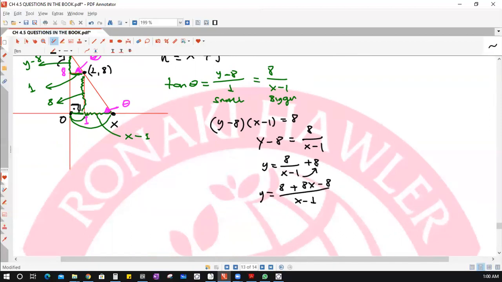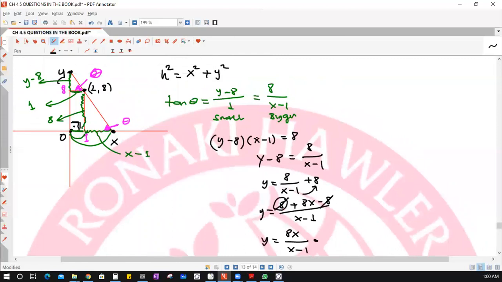x times 8 is 8x, 8 times 1 is negative 8, and plus this 8. So this 8 and negative 8 will cancel each other, and we are getting y in terms of x as 8x over x minus 1. That's it. And then we can go back to the hypotenuse function.